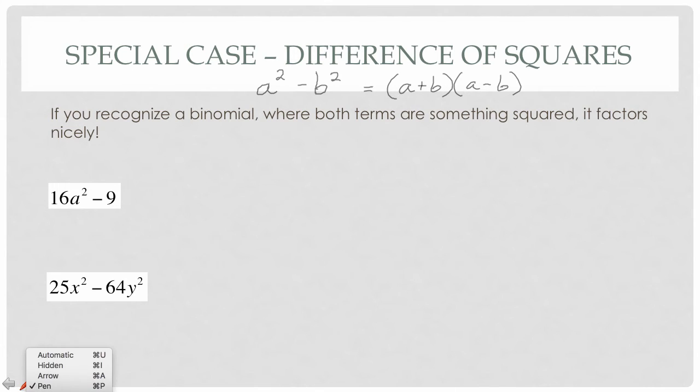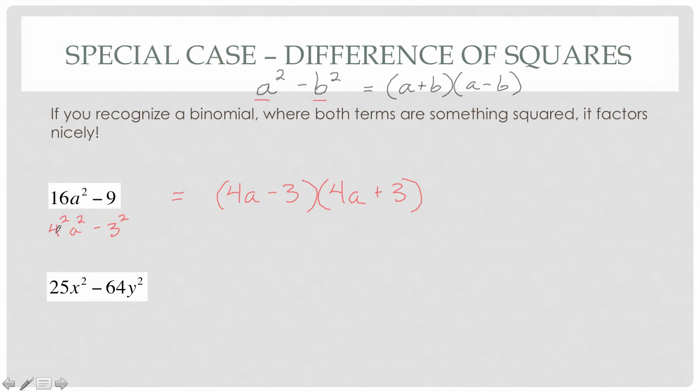Here's a couple examples. 16 is 4 squared. There's a squared. And that's minus 9, which is 3 squared. So I have a lot of squareds going on. That's the difference of two squares. That fits that pattern. So it's going to factor into 4a minus 3 times 4a plus 3. I just take the square roots, the 4, the a, and the 3, and ignore the squares and just write that in my term. One is negative, one is positive.